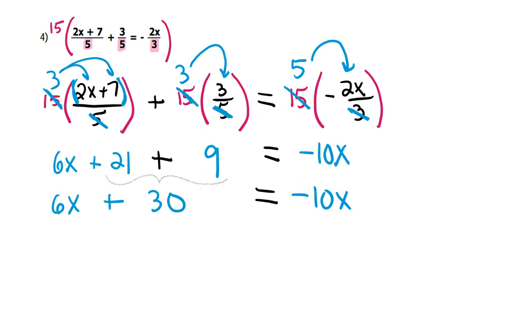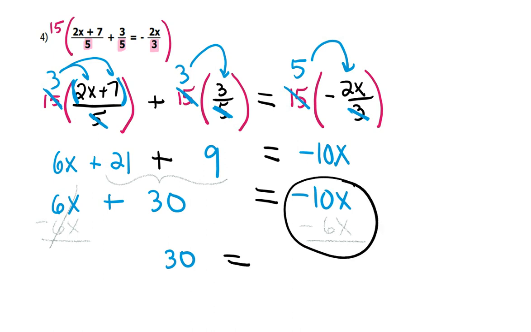So since the right side just has x's, to me it makes sense to get rid of the x's on the left, so that the left side is my non-x side and the right side has all my x's. And of course those cancel. So on the left you're just going to be left with that 30. And then on the right, this right here, negative 10x minus 6x, that's negative 16x altogether.